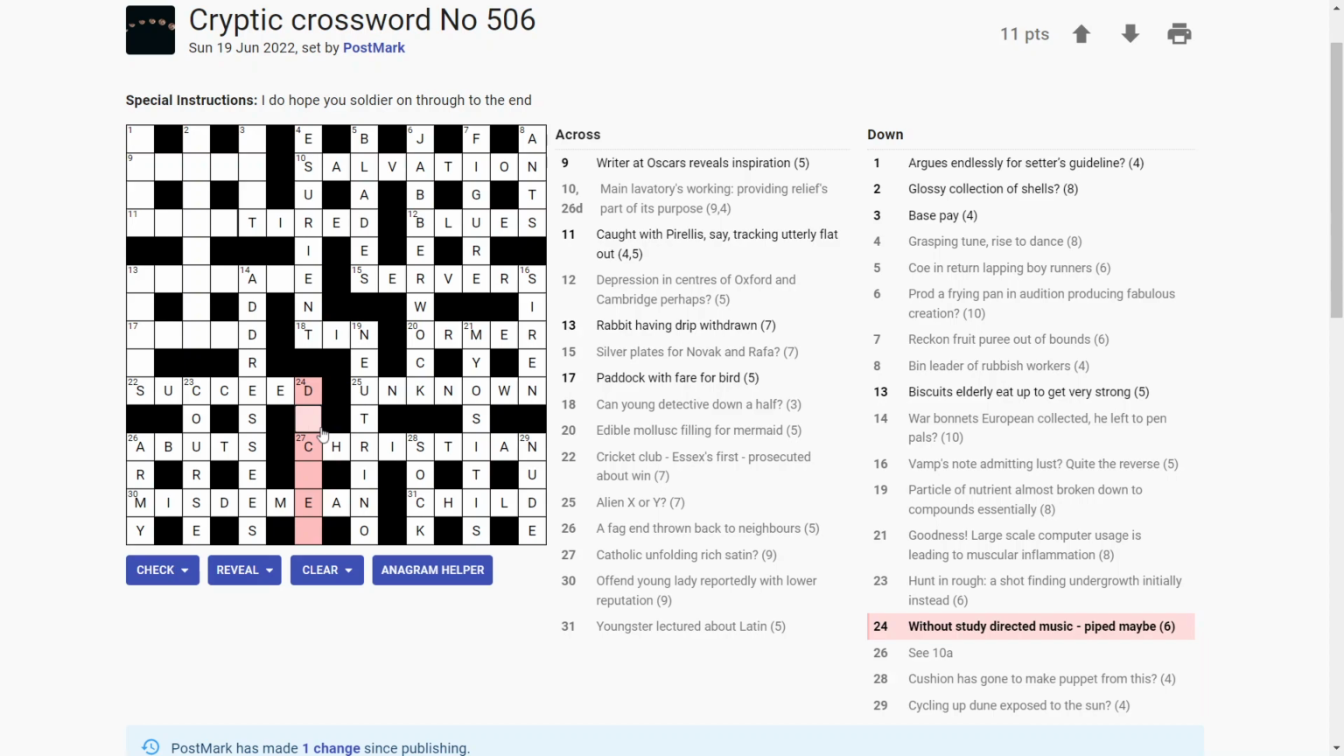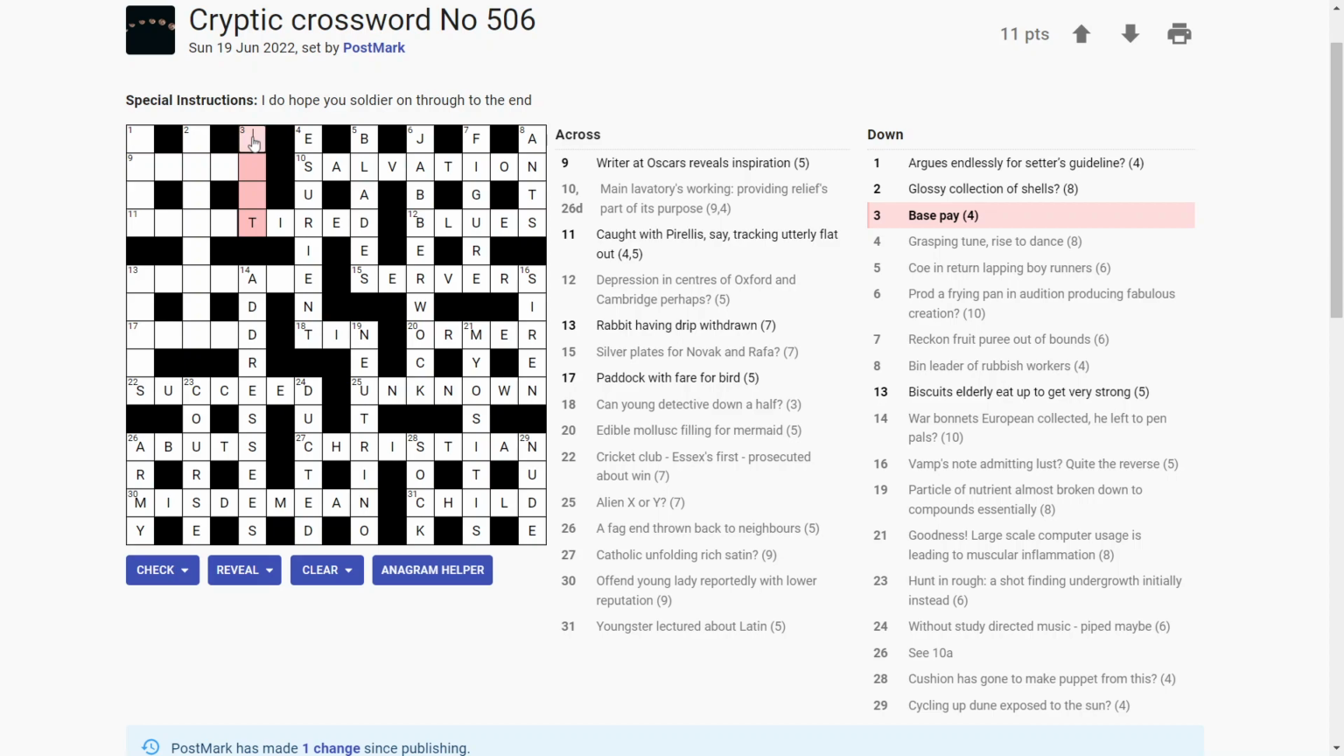Piped. This was conducted. Oh, I see. So directed music is conducted, and we're taking away con, which is study for some reason. It's very common in crosswords, but I never understood why. And then piped is ducted, like as in air ducts, air pipes. Okay, wow, very tough. But yeah, totally fair.